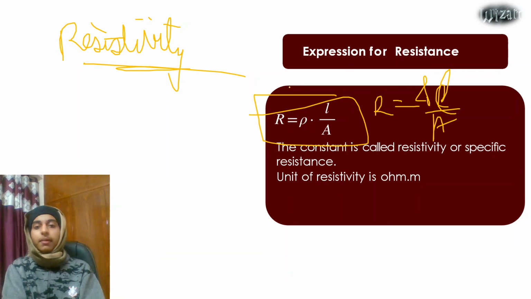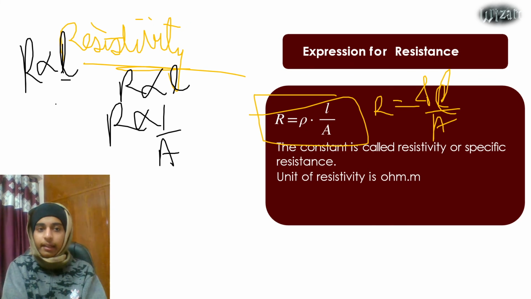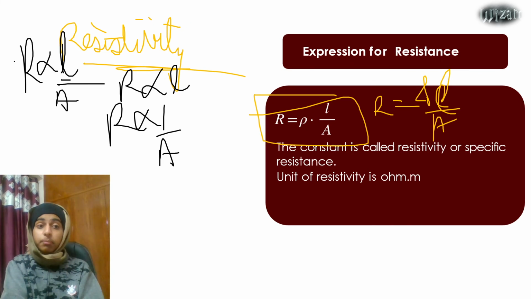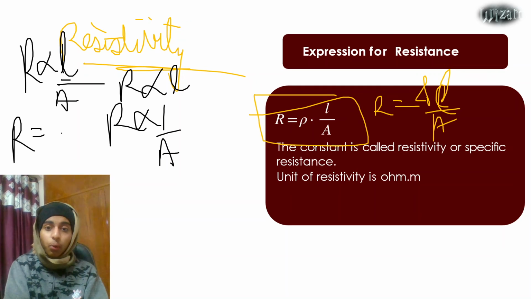Now, what we got to know is that R is directly proportional to L, and R is inversely proportional to A. It means R is directly proportional to L by A. Since I have to remove the proportionality sign, I add a constant here. The constant is rho, or resistivity. So the formula becomes R equals rho L upon A. You need to understand that.